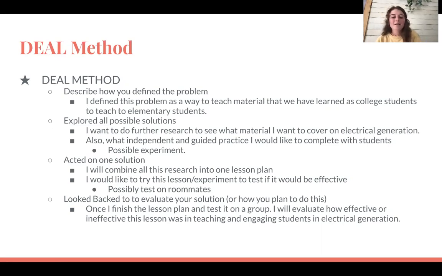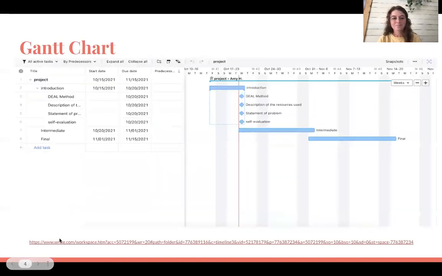And then L, look back to evaluate your solution, or how do you plan to do this. Once I finish the lesson plan and test it on a group, I will evaluate how effective or ineffective this lesson was in teaching and engaging students in electrical generation. So not only do I want them to learn, but I also want them to have fun and be engaged. So just seeing if the lesson was actually effective within both of those things at the end.